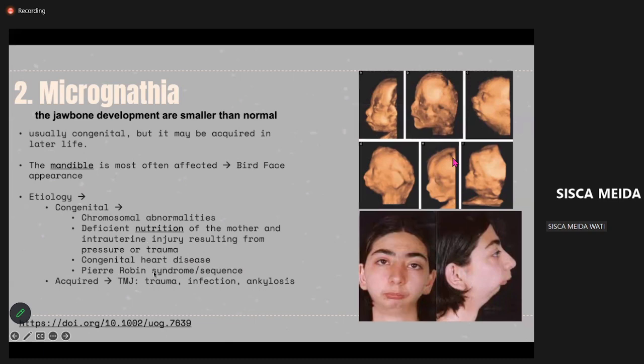Some syndromes or conditions related to congenital disturbances, like Pierre Robin syndrome or sequence, also could be the etiology of micrognathia. And if we talk about acquired etiology, or the etiology that happens after birth, most of them could be trauma in the temporomandibular joint, infections, or ankylosis.